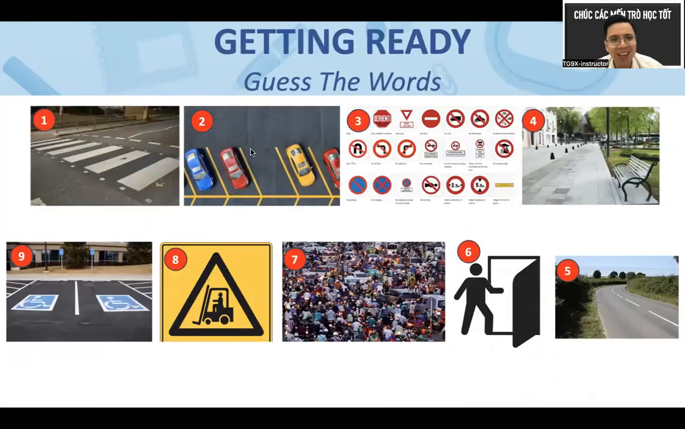Okay, so let's guess the vocabulary that we are going to hear. What is number 1, class? Can you call this area? What is this area? Crossroads. Yeah, this area is a crossroad. But what am I highlighting here? Again, zebra.